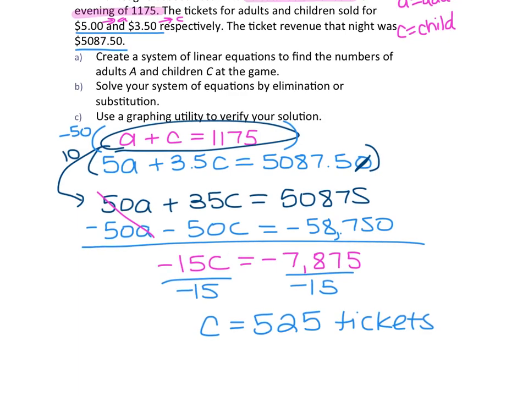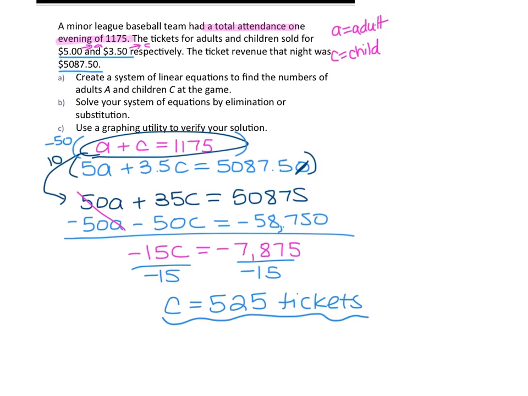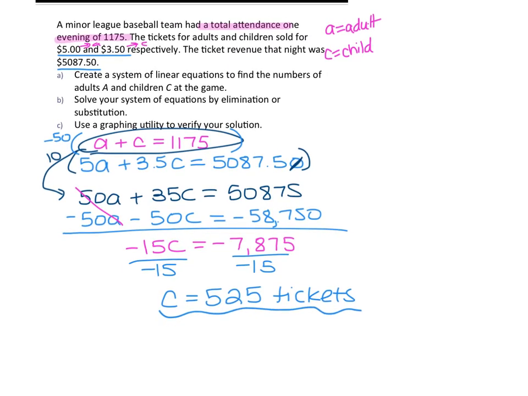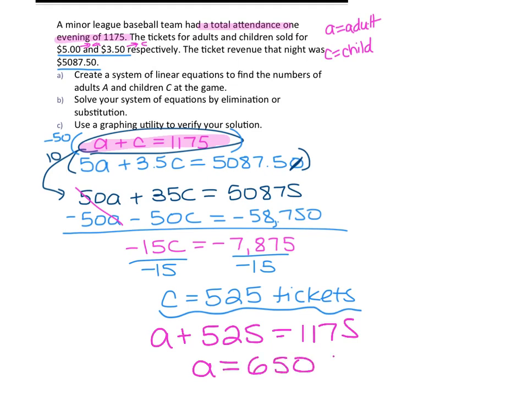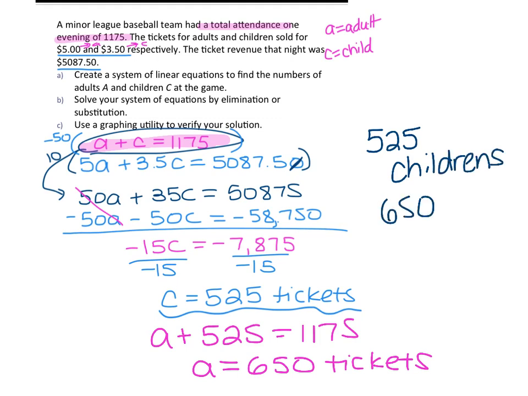Now it said solve the system, so not only do I want to know how many children's tickets there are, I also want to know how many adult tickets there are. For that, it's definitely going to be easier to plug it back into the first one. So A plus 525 equals 1175. So 1175 minus 525, and I get the adult ticket number was 650. So my solution is, actually, let me write it out over here to the side. They sold 525 children's tickets and 650 adults.